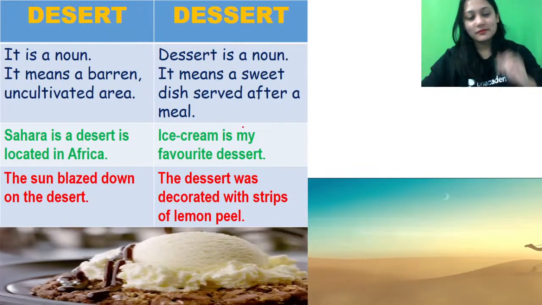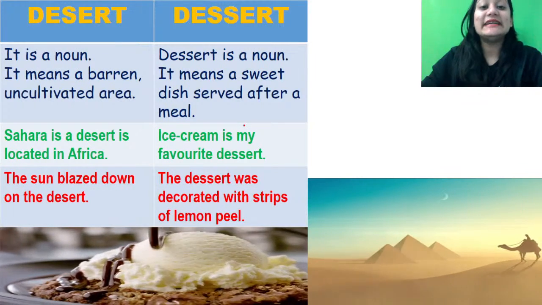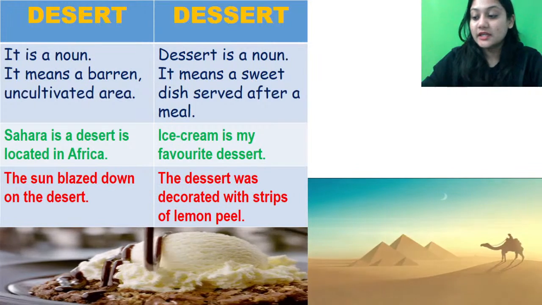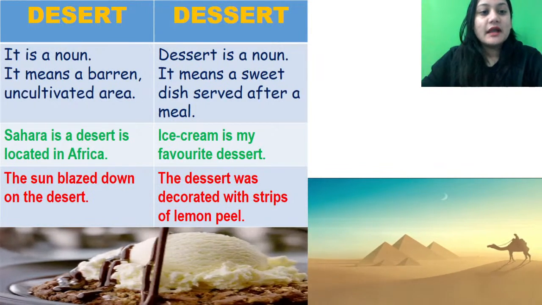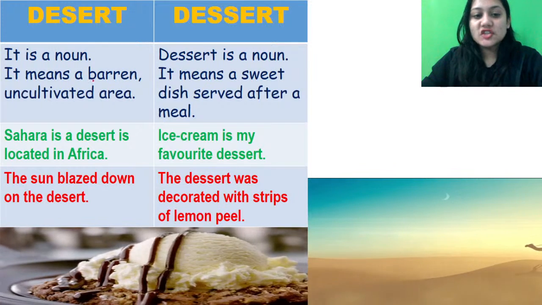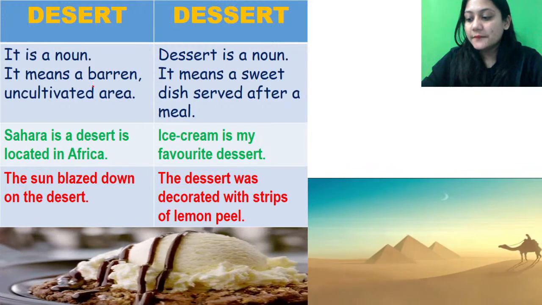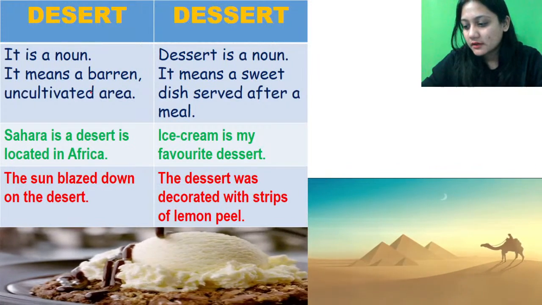Okay. So now desert and dessert. This is dessert. Okay, don't get confused. Desert is a noun, which is actually what we call रेगिस्तान.